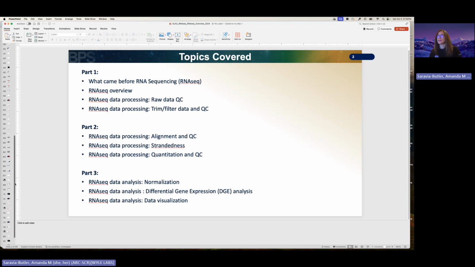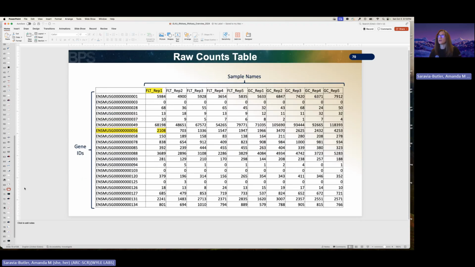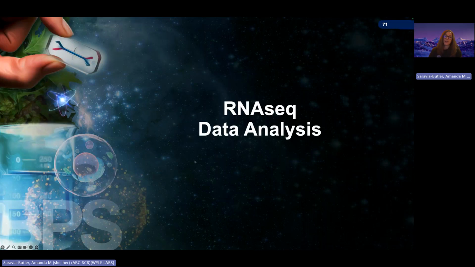And if you remember, at the end of part 2, we were left with having generated our raw count data using RSEM. And so now we have gene quantitation raw count data for each sample for each gene of our reference. And so that means that we can go ahead and jump into the data analysis portion of this RNA-seq pipeline.